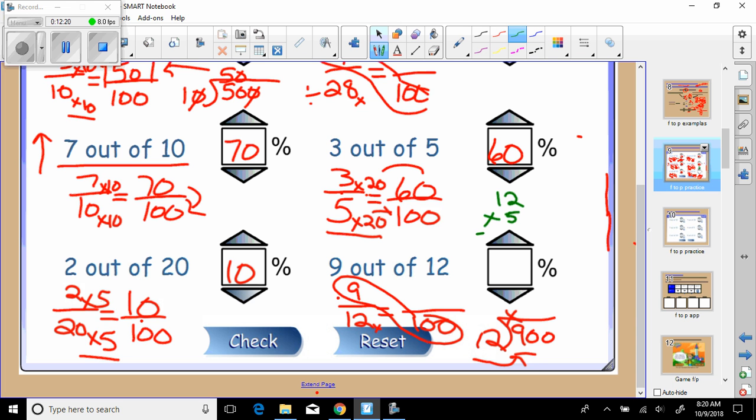What's 12 times 5? You guys know what 12 times 5 is? 5 times 2 is 10. Carry the 1, that's 60. All right, so we're almost there. Can we go further? What's 12 times 6?